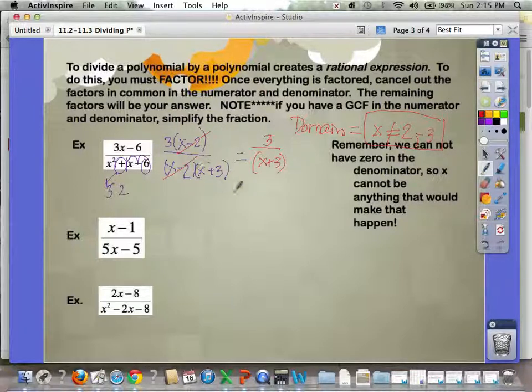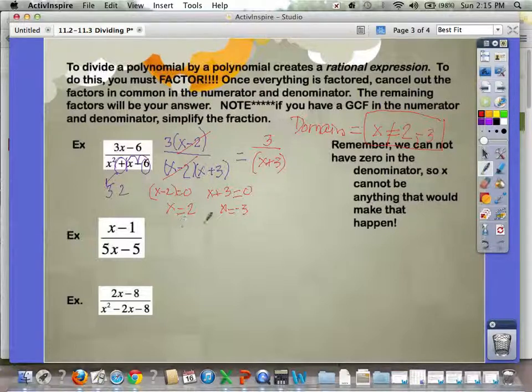If it's easier for you, set each part on the bottom equal to 0 so that you can see the thing that would become the restriction. You can do that. But this is what causes it to be restricted. So the domain can be any number except x cannot be 2 or negative 3.